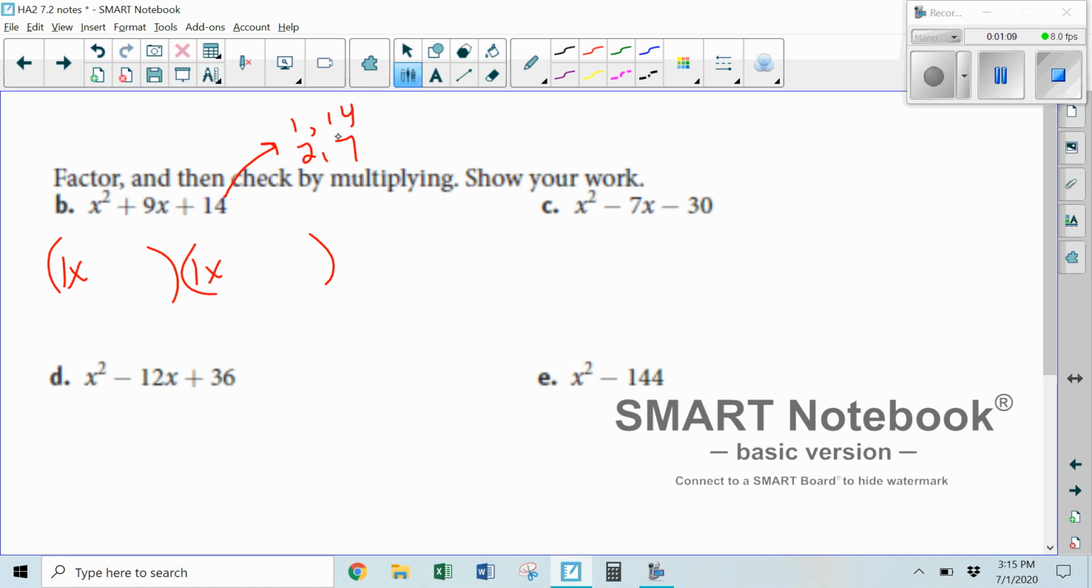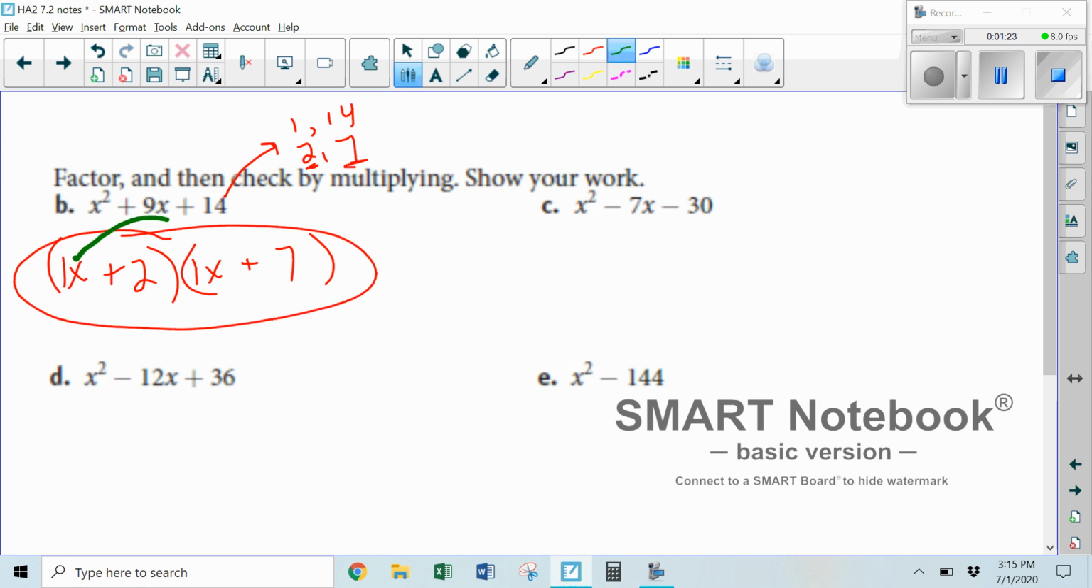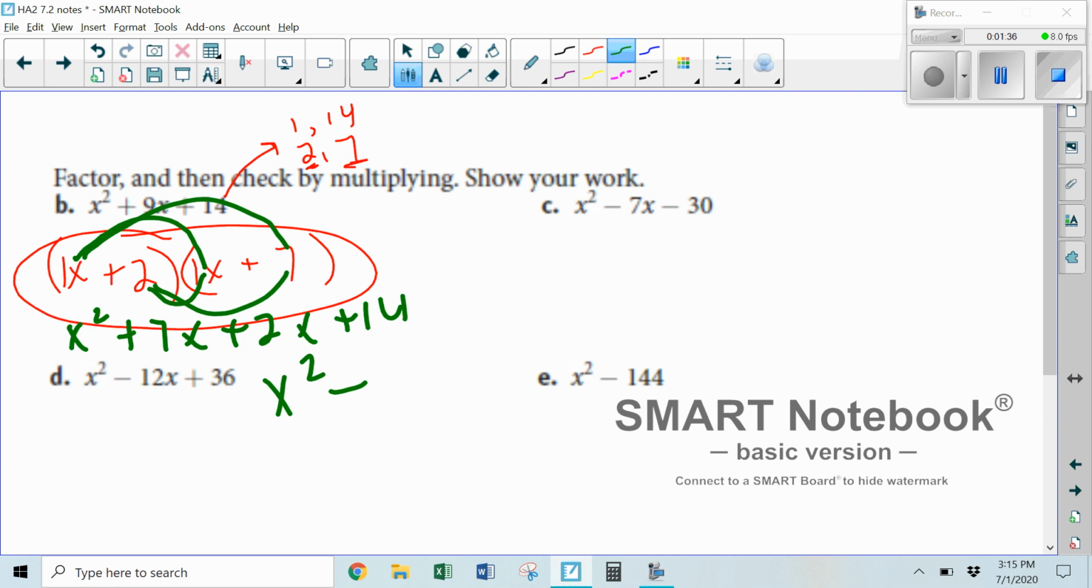So what are we going to do to get 9? 1 and 14 could never add to 9. 2 and 7 could add to 9 if they're both positive. So we're going to have a positive 2 and a positive 7. This is my answer. I'm going to check it by multiplying. So let me distribute the x. That's going to give me x squared, that's going to give me 7x, 2x, 14. Combine that: x squared plus 9x plus 14.